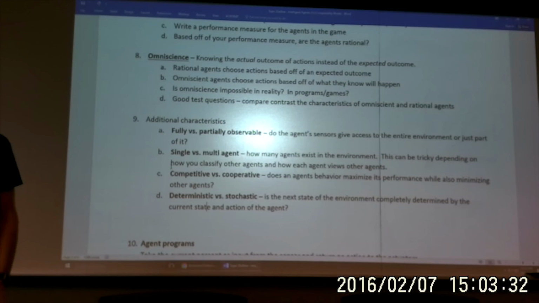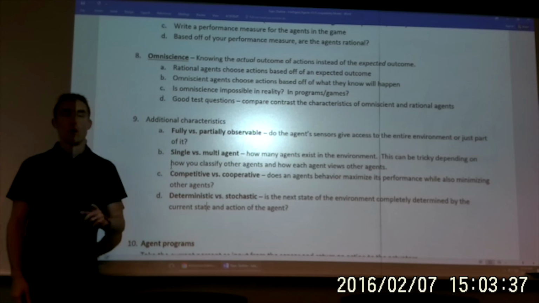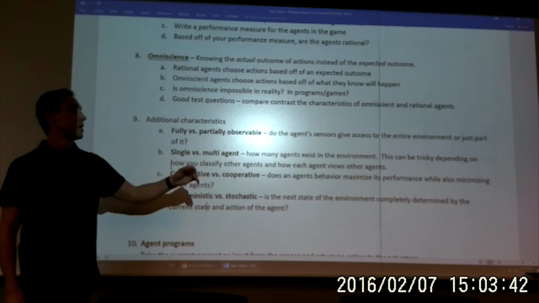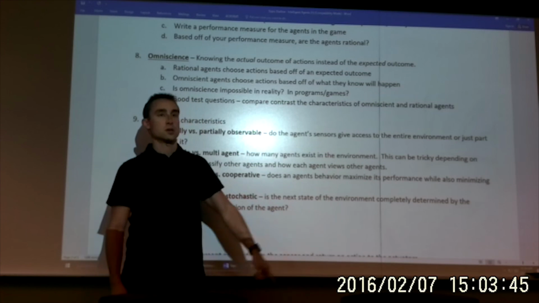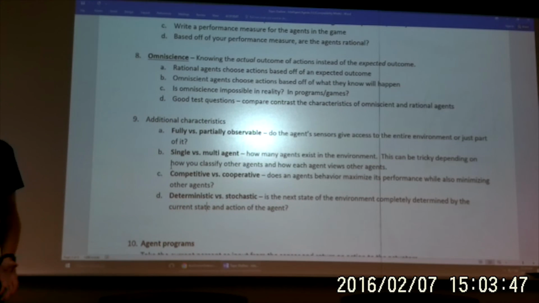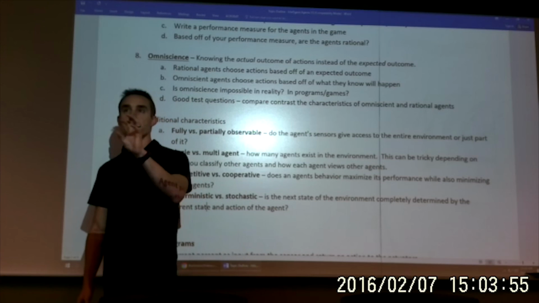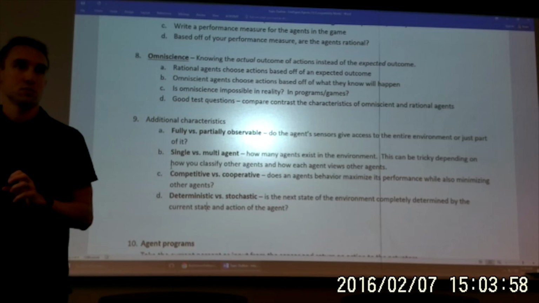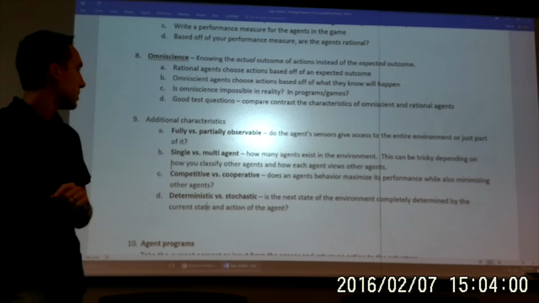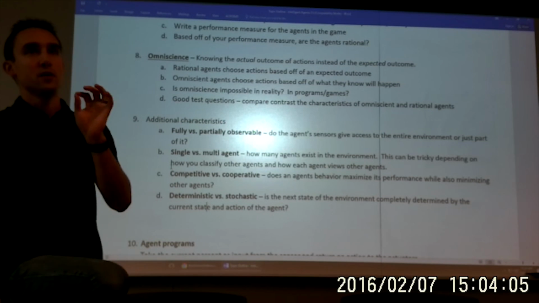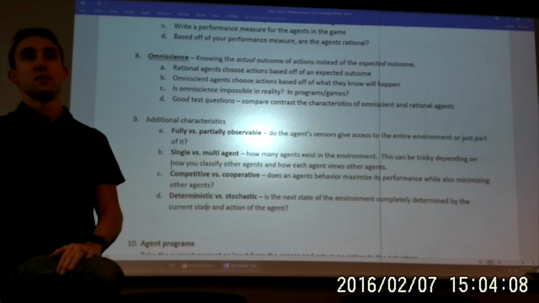The observability of an environment is either fully or partial. So in a fully observable environment, the agent sensors will have access to everything at any time. In a partially observable environment, the agents have pieces of information that they don't have access to. All right, so I'm going to name a game and you tell me whether it's fully or partially observable. Checkers. Fully observable.